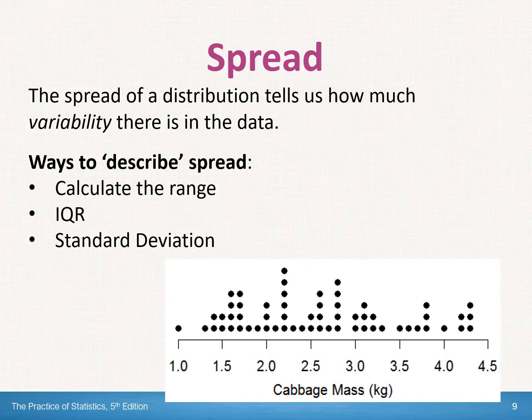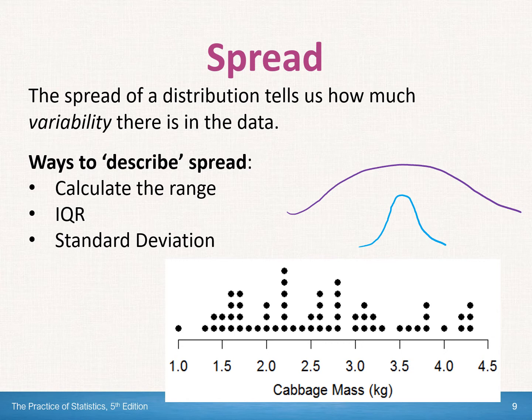Spread: there are different ways to talk about spread, and we're going to get into this in more detail in future sections. But for now, you can think roughly that something that has a higher spread is going to be fatter. Something that has a lower spread is going to be taller and skinnier.